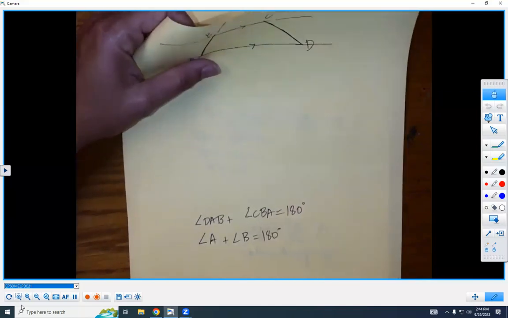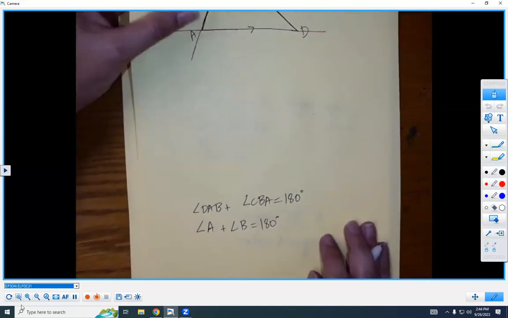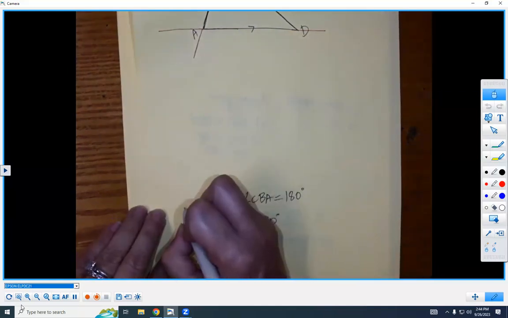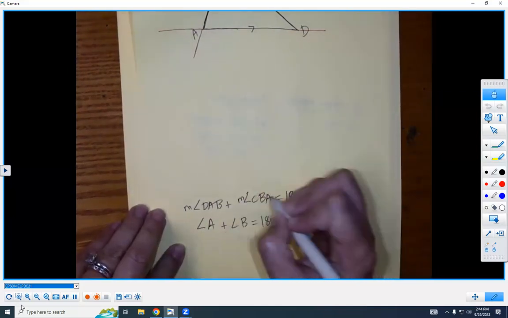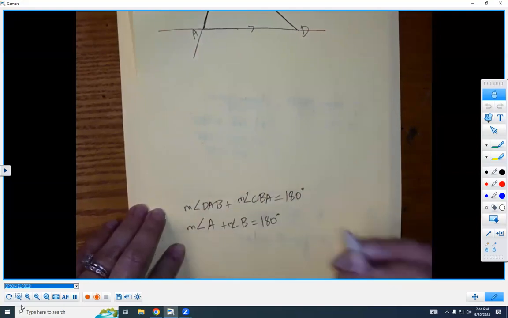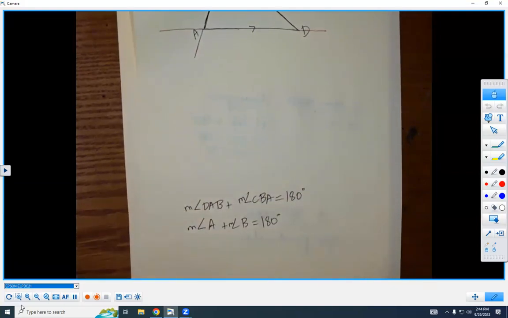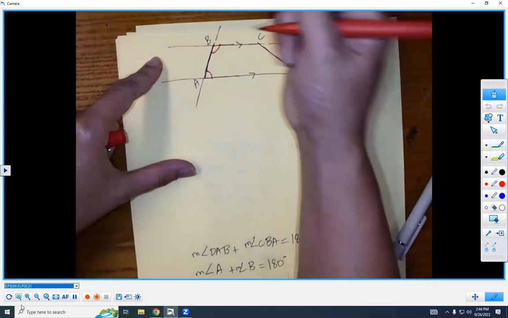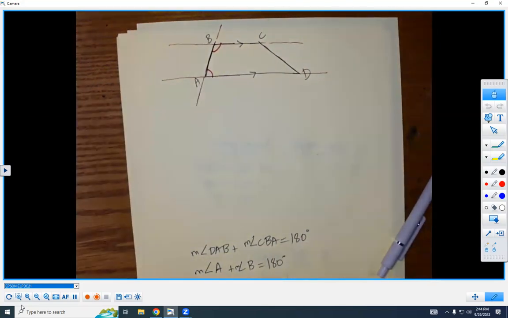And real fast, this is a technical thing that you'll start to learn: when we have an equal sign with degrees, we have to say M, the measure of that angle. The measure of that angle equals 180, or the sum of the measures of those two angles equals 180. So again, in my picture, I'm trying to show that those two added together equal 180.